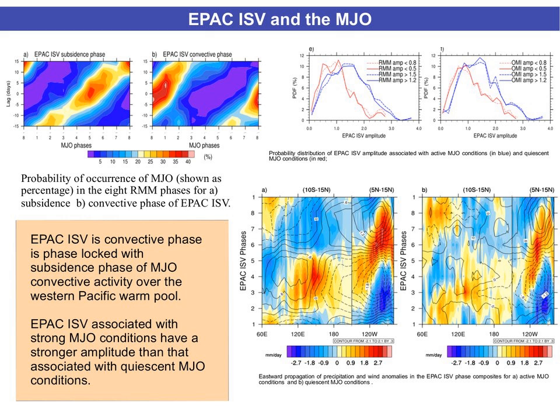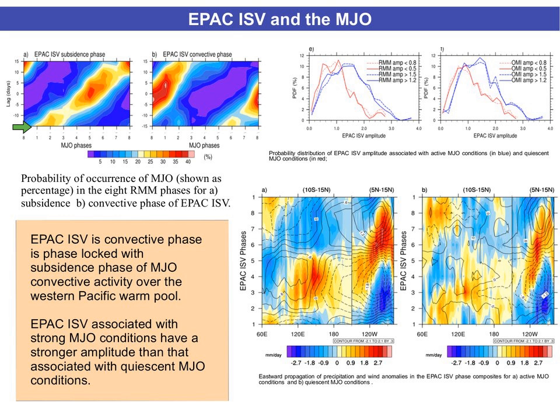Now, we look at the relationship between the Eastern Pacific ISV and the MJO using the PCs, which are derived using the multivariate EOF analysis over the Eastern Pacific warm pool and the RMM indices for the MJO. So to show you how the convective phase of Eastern Pacific ISV is phase locked with the MJO phase of convective activity over the Western Pacific warm pool.